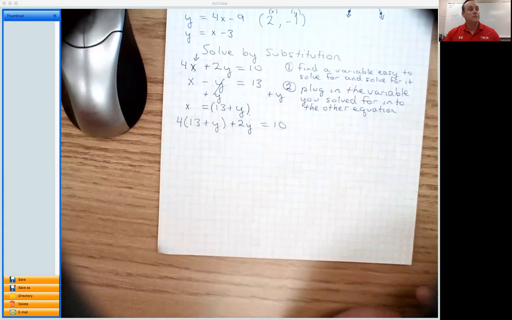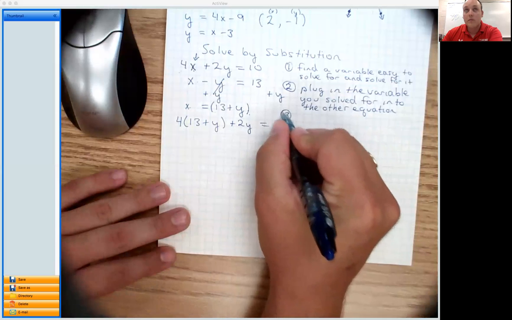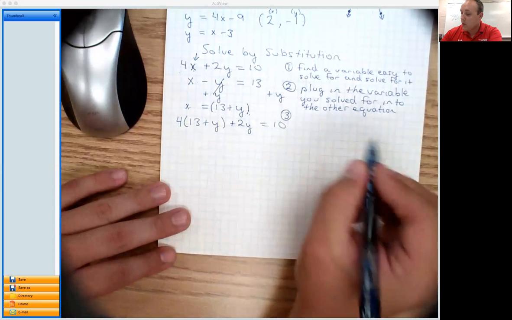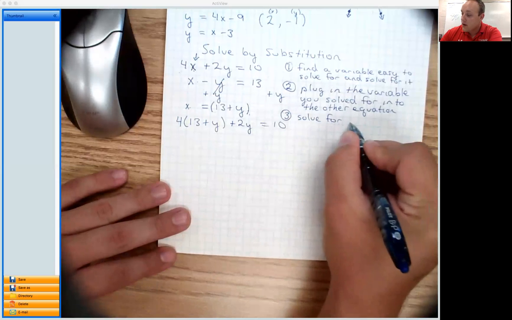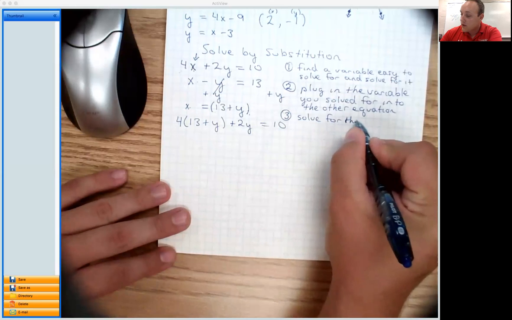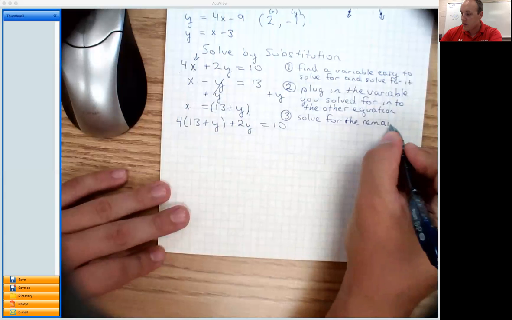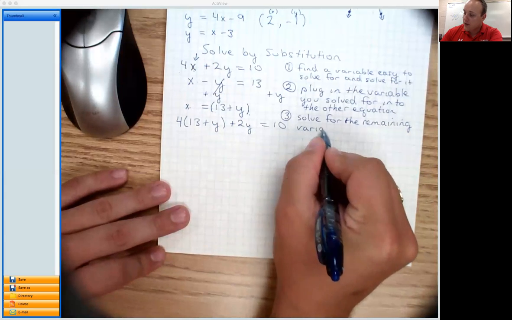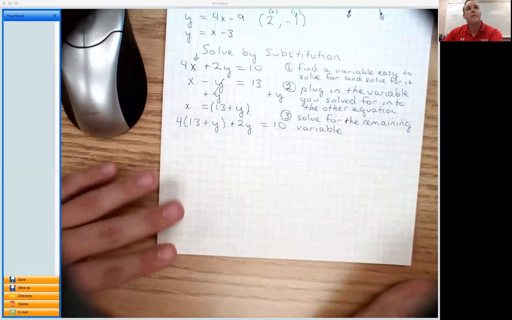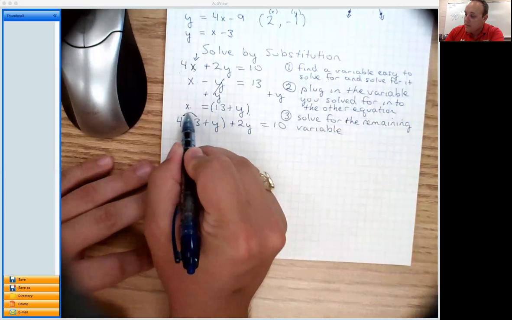Do I still have you? Yeah. Okay. Now, you've got to solve for y, or solve for the variable you have. I should say solve for the remaining variable. Because do you notice now how in this equation, I only have one variable? I only have y's. Okay, so right here I'd have to distribute, remember that?